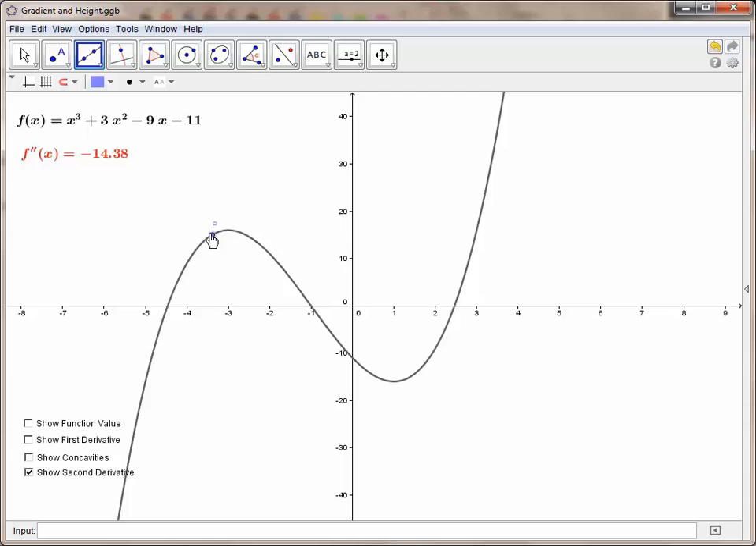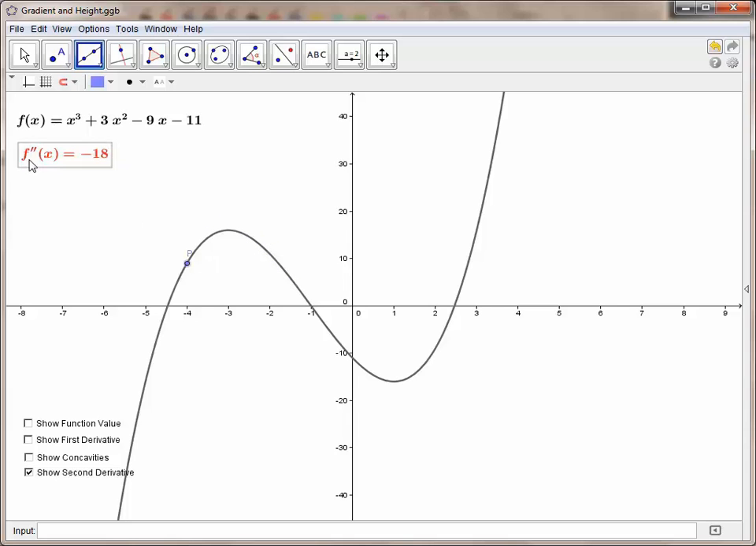So what I'm doing here is I'm taking the x-coordinate of P, so in this case it would be -3, and substituting it into the second derivative equation. Now, the relationship between the shape of the graph and the second derivative value is a little bit harder to determine in this case. If I move P around on this left-hand side of the graph, we can see that the second derivative has a negative value.